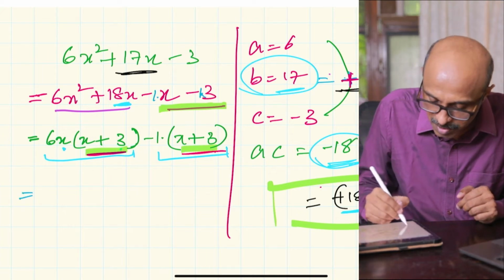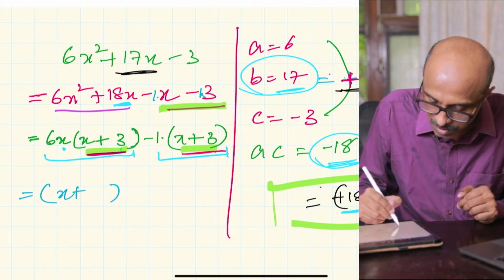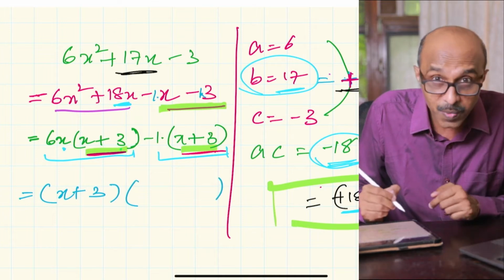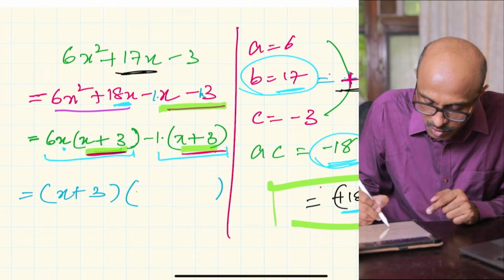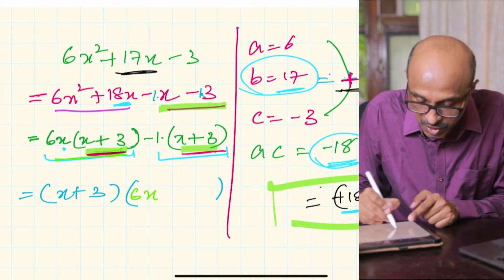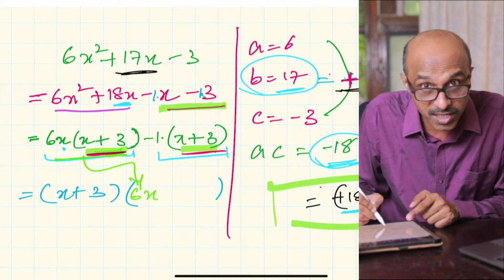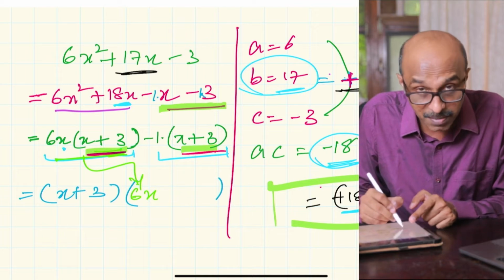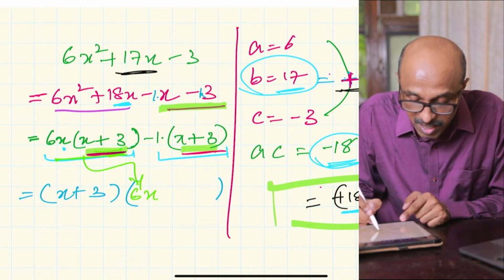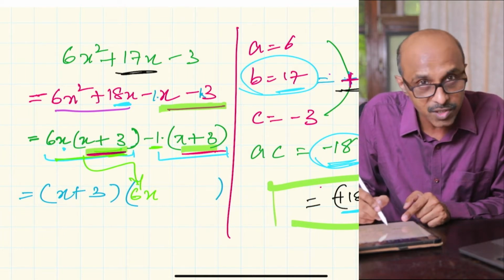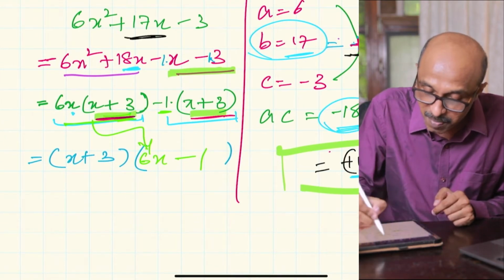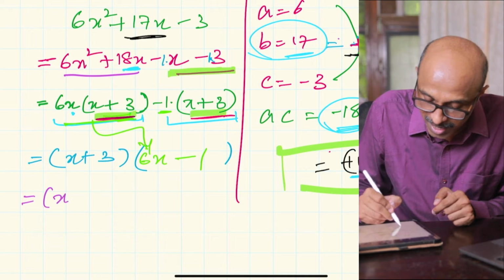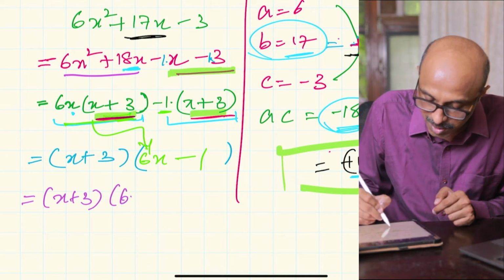So we bring that x plus 3 as the common factor, and in the next bracket, we write down what's uncommon. From the first term, we had x plus 3 times a 6x, so that 6x comes here. From the second term, x plus 3 was pulled out. What's remaining? Just that negative 1. There you go. So the factors, that's your complete answer, are x plus 3 times 6x minus 1.